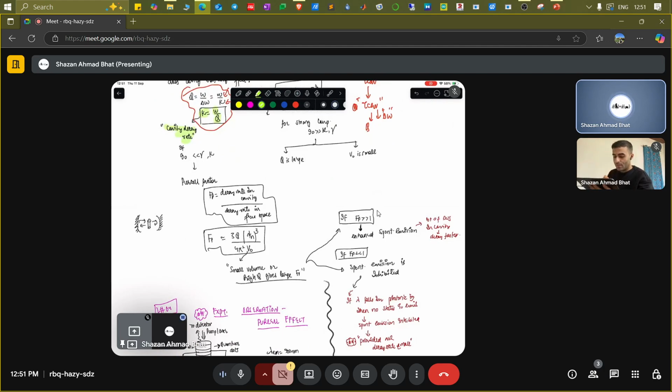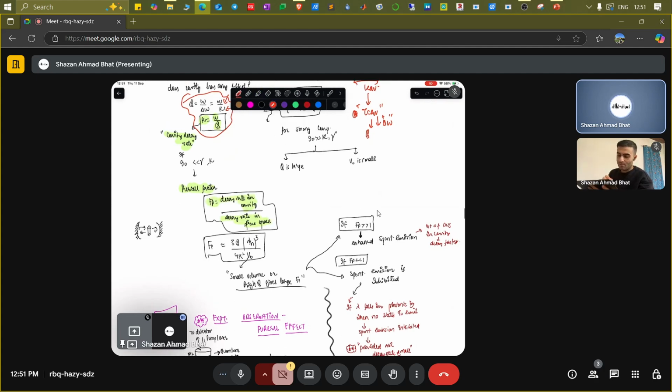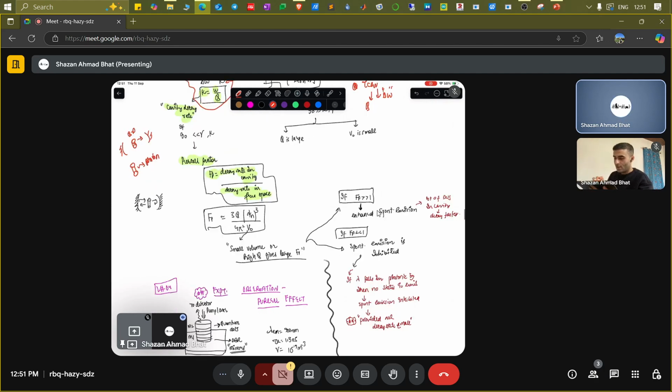Then we define something called the Purcell factor. What is the Purcell factor? It's basically the decay rate in the cavity divided by the decay rate in free space. That means, for example, if you have a cavity and you place a quantum dot inside, which is emitting a photon, what will be its decay rate compared to a quantum dot in free space emitting a photon? That is the Purcell factor. So it is the ratio of the decay rate in the cavity to the decay rate in free space.